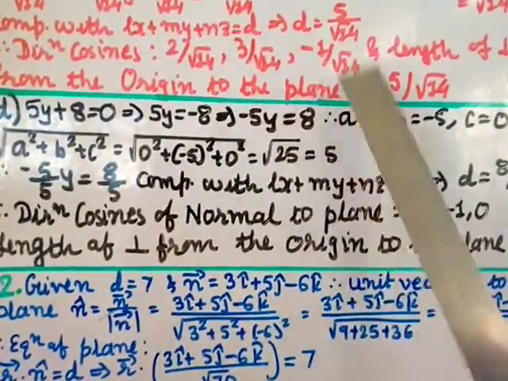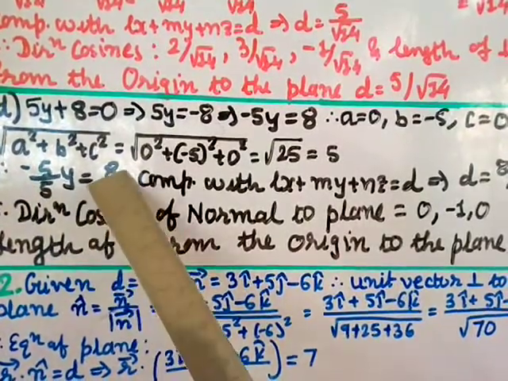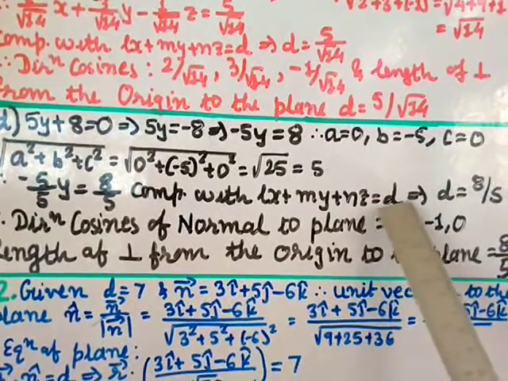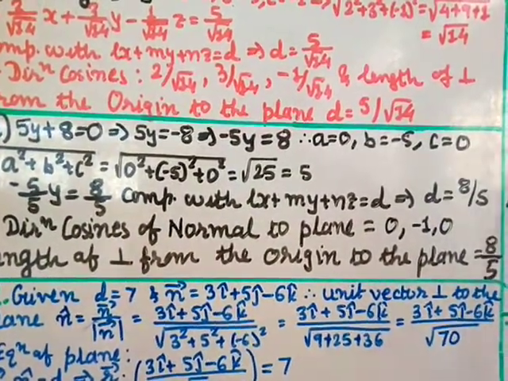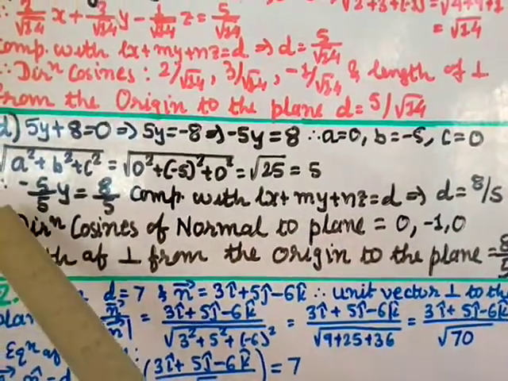Okay, finally what we got, this equation. So here we divide by 5, so minus 5 by 5 y equal to 8 by 5. Now compare this with lx plus my plus nz equal to d. So d value is 8 by 5. That is the length of the perpendicular from the origin to the plane, and the direction cosines of the normal to the plane will be, here will be 0, right?